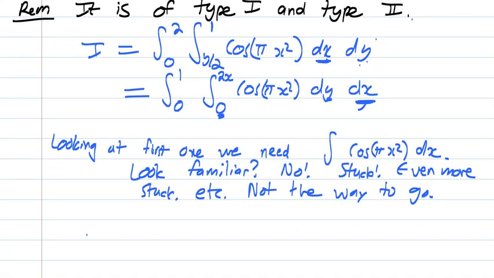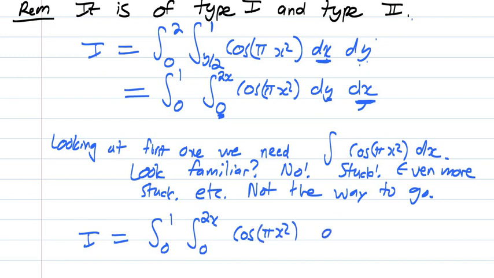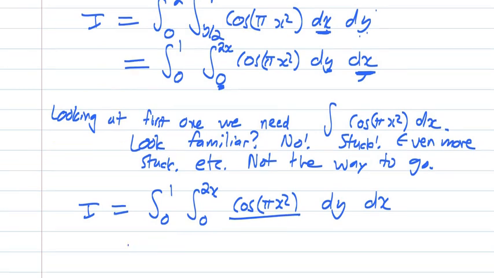Alright, so let's try the second order. So the second order is the integral from 0 to 1, the integral from 0 to 2x of cos(pi x squared) dy dx. Now if you look at the integrand, no y appears. So that is pretty cool, because then it's very easy to integrate. All that you do is, it's like integrating 1. The integral of 1 with respect to y becomes y cos(pi x squared), and the bottom bound is 0 and the top bound is 2x, dx.